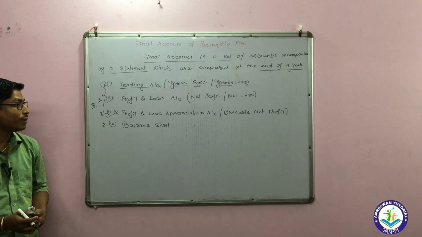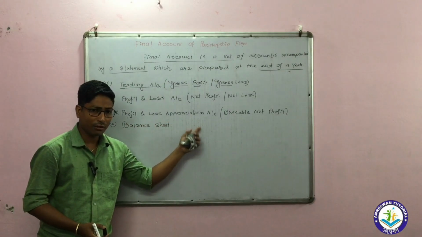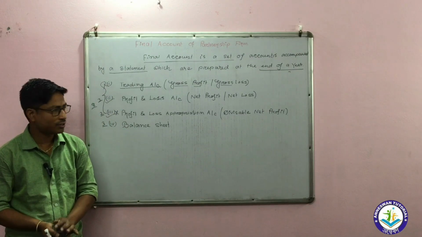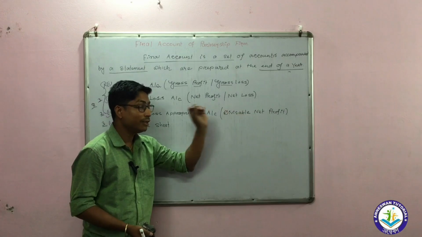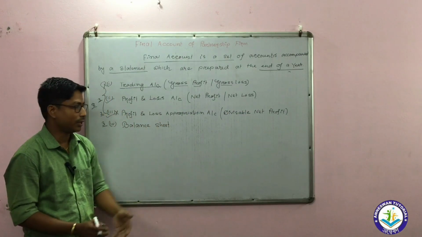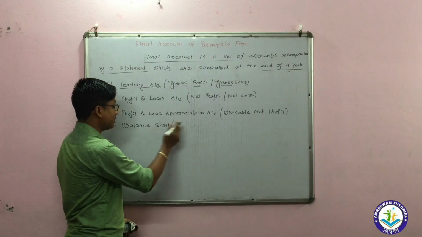If someone asks you why you prepare a profit and loss appropriation account, the answer is to distribute the amount of net profit or net loss. That means to ascertain the amount of divisible net profit, one should prepare a profit and loss appropriation account. Then the final one is a balance sheet.